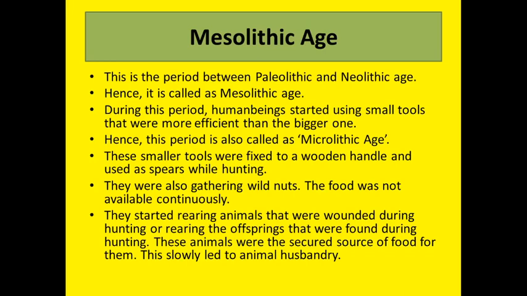These smaller tools were fixed to a wooden handle and used as spears while hunting. They were also gathering wild nuts. The food was not available continuously. They started rearing animals that were wounded during hunting or rearing the offspring that were found during hunting. These animals were a secured source of food for them. This slowly led to animal husbandry.